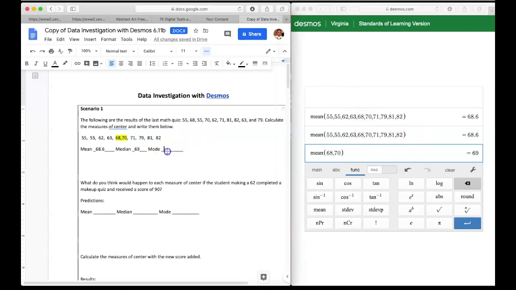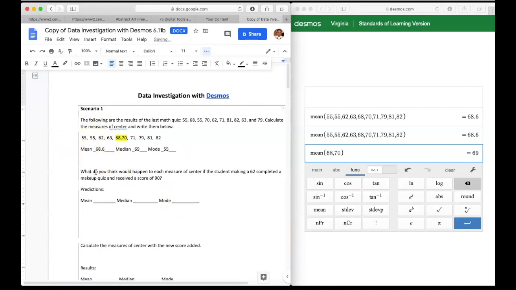And then my mode is the number that occurs most. The frequency that occurs most is the number 55. Perfect. Then I go here. The next part says, what do you think would happen to each measure of center if the student making a 62 completed a makeup quiz and received a score of 90?